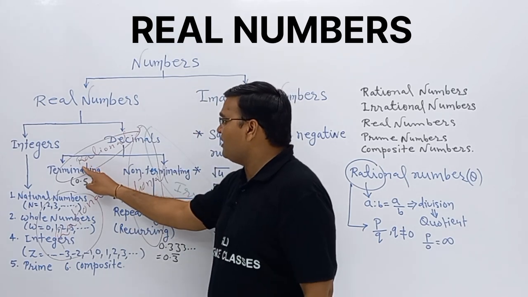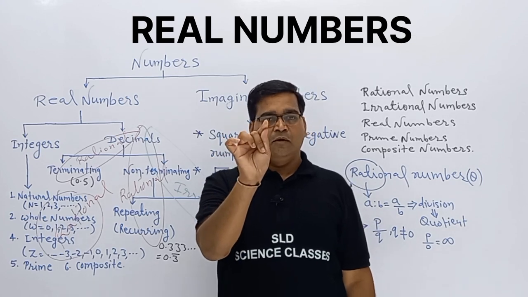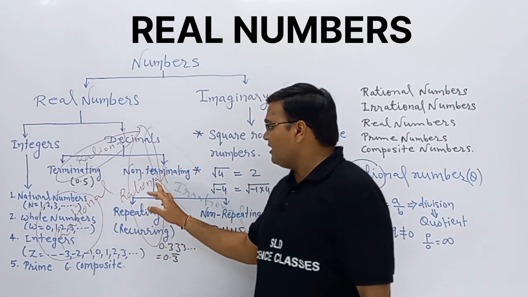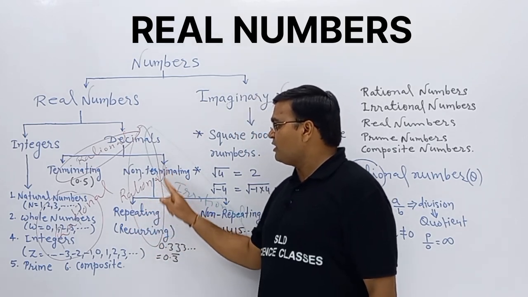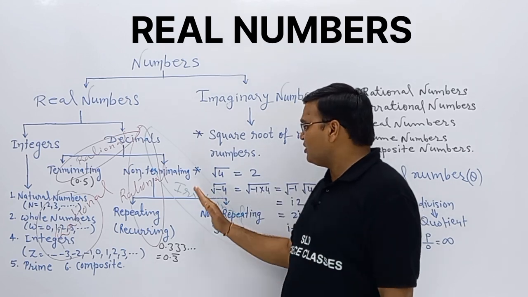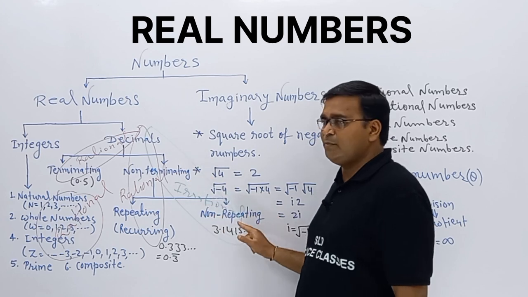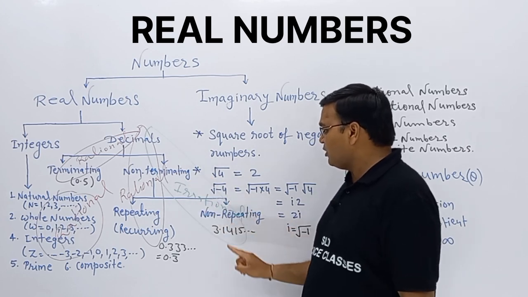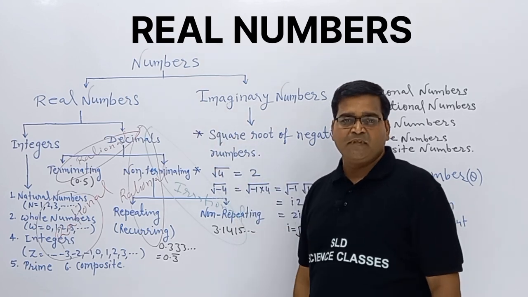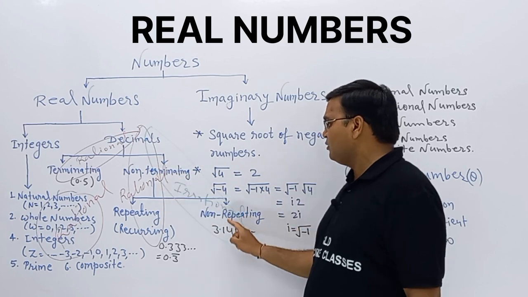And the remaining: terminating decimal expansions, in which we are getting remainder equal to 0, are rational. And non-terminating repeating decimal expansions are rational. So only one thing is remaining, non-terminating, non-repeating. In the non-terminating, non-repeating, after the point we are getting different values up to infinity. They are not repeating. So these types of numbers are called non-terminating, non-repeating.